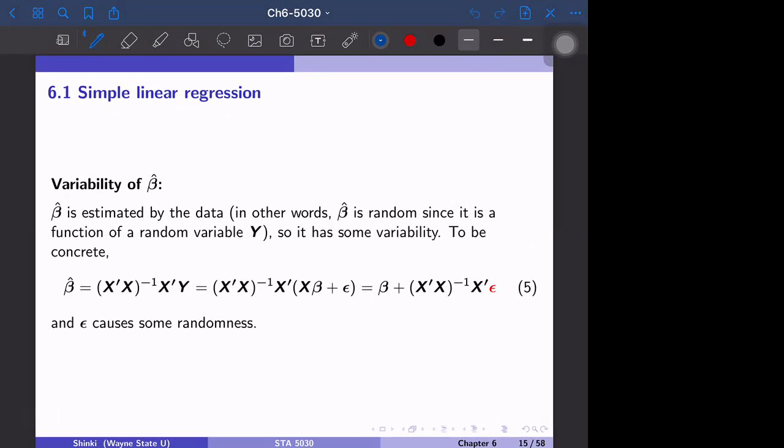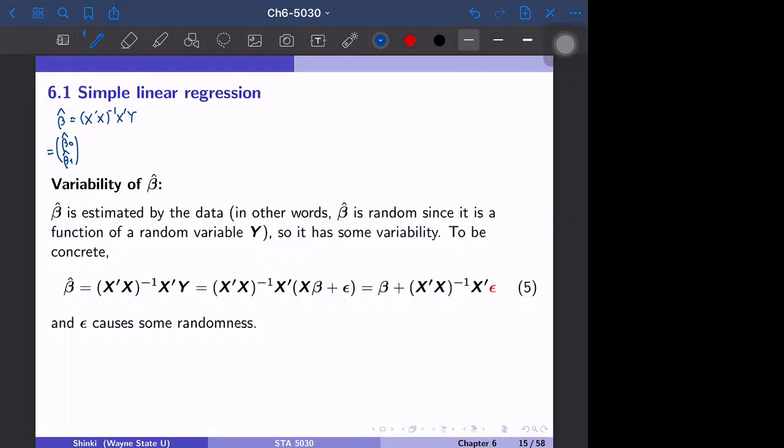Hi everyone. So today I would like to discuss some properties of the estimate and also some testing on the linear regression coefficients. So last time we studied that beta hat is equal to (X transpose X) inverse times X transpose Y. So here beta hat is the estimate of the intercept and slope. So beta hat is equal to this vector of beta naught hat and beta 1 hat.